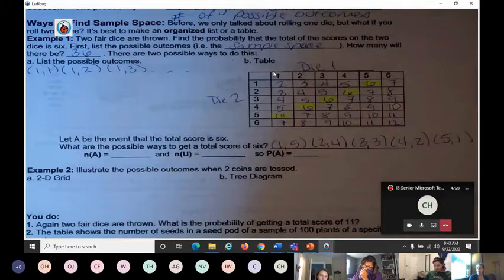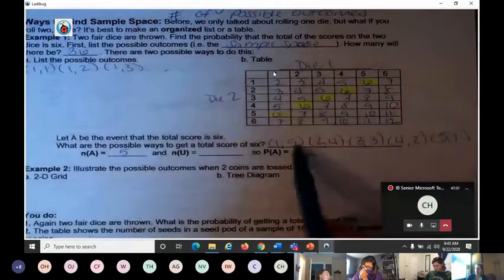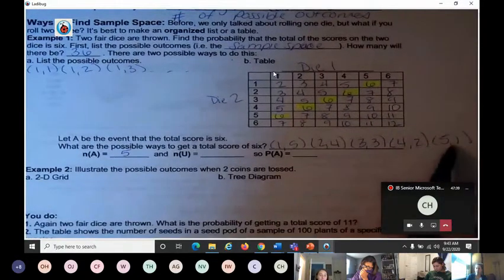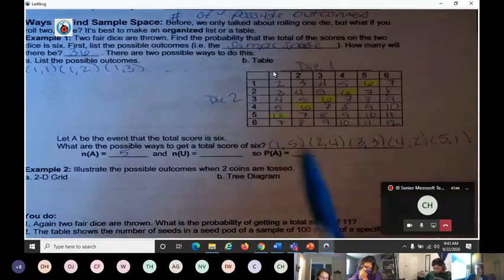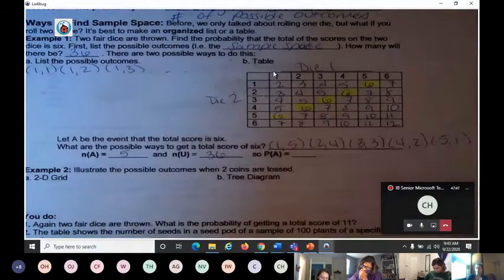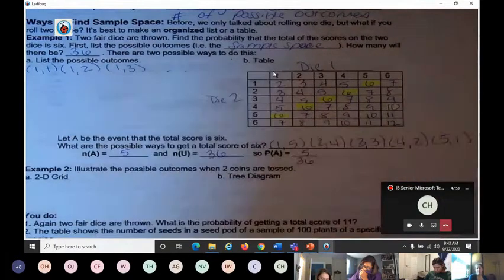Okay, so our N of A is the number of ways we can get the sum of 6, which happens to be 5 because we have 1, 2, 3, 4, 5 different combinations. N of U is the sample space, that's every possibility. There were 36 sums that we could get, which means that P of A is going to be 5 over 36. What questions do you guys have so far?